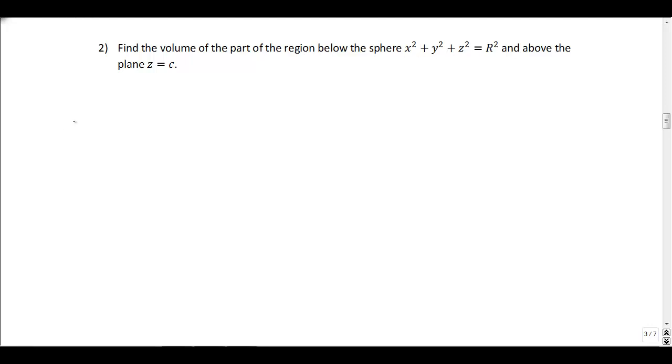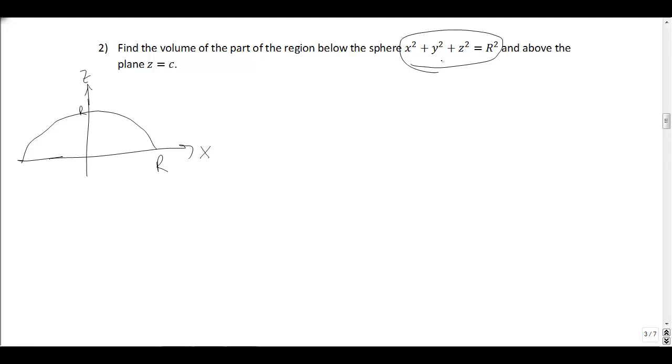So this sphere, I'm going to draw in maybe the xz cross section here. And so I've got a circle in xz. That circle has radius capital R. I'll write a capital R in both the x and z, and the y would go into the screen here. And so that's really this x squared plus y squared plus z squared equals r squared.